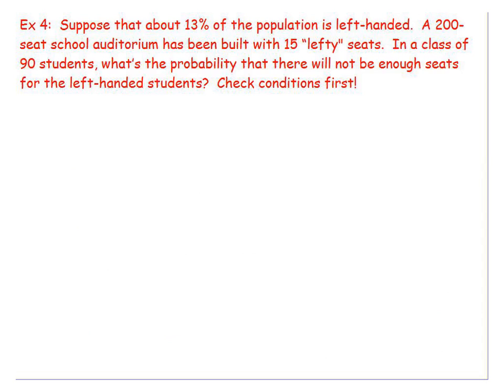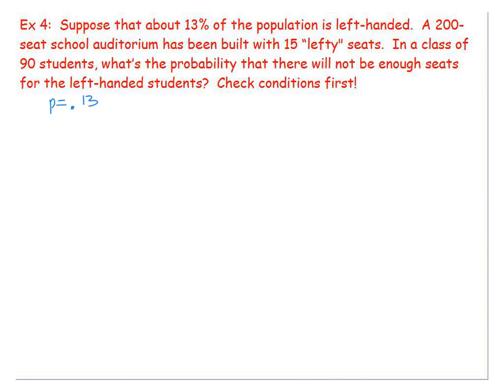Right, so let's look at the next. Suppose that about 13% of the population is left-handed. A 200-seat school auditorium has been built with 15 lefty seats. In a class of 90 students, what's the probability that there will not be enough seats for the left-handed students? Check conditions first. So let's talk about what we know. We know 13% of the population is left-handed. So that's 0.13.